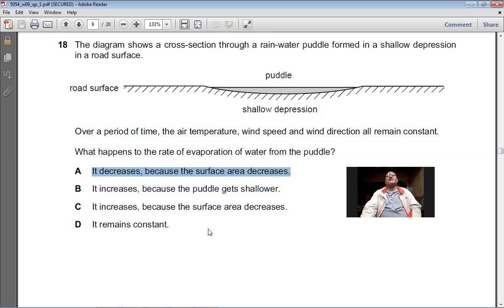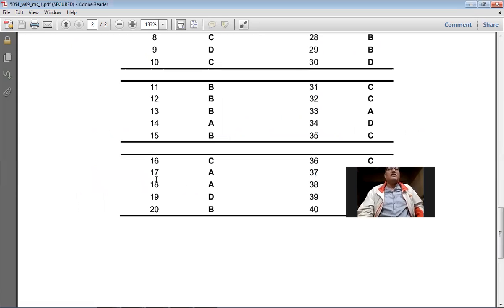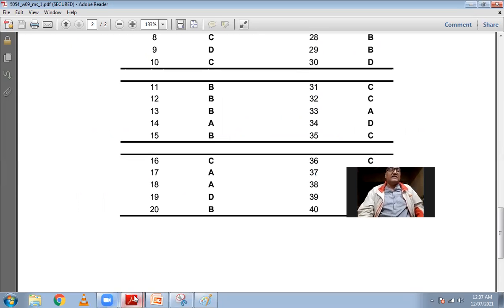It decreases because the surface area decreases. That's true. As the level of the water goes down, the top surface of the water which is exposed will become small, because the puddle is in the shape of a cone. I think A is the right option, sir. Question number 18, A is the right option.